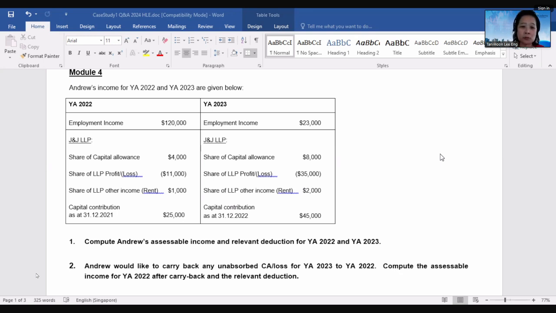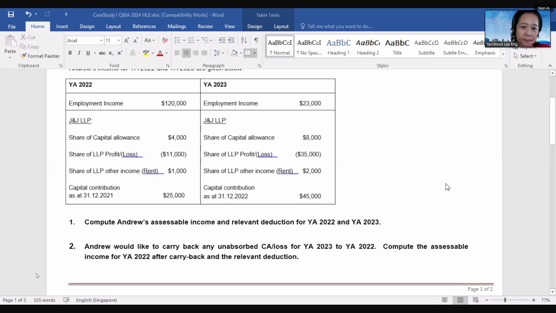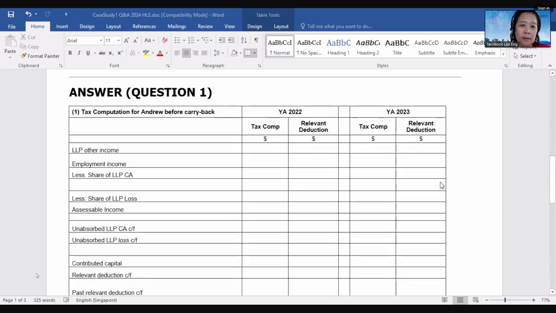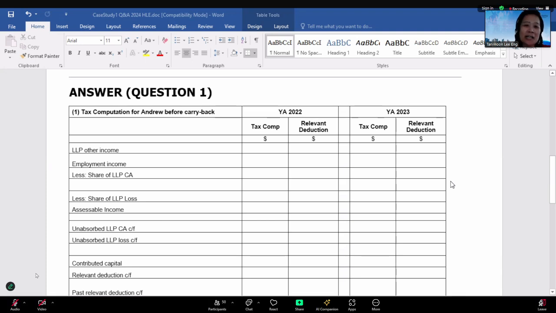What are you supposed to do? Compute Andrew's assessable income and relevant deductions for YA2022 and YA2023. Now we're going to compute. First thing we take a look at.